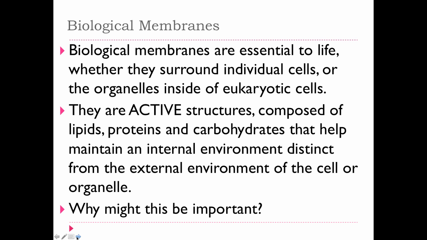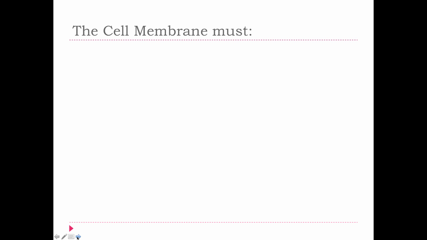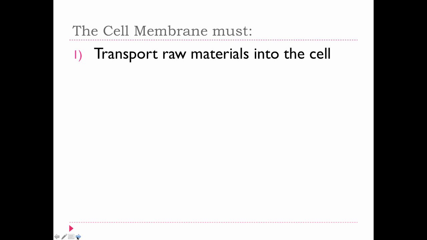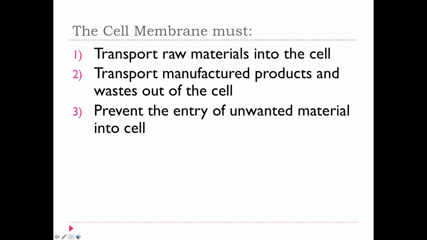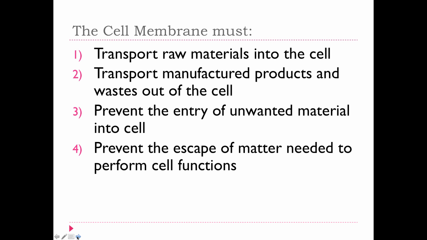And membranes are very active structures. They're composed of lipids, proteins, and carbohydrates, and they help maintain the internal environment of the cell separate from the external environment. So the membrane has to be able to transport raw materials in, transport manufactured products and waste out, and prevent the entry of unwanted material into the cell, so keep viruses, for example, out, or something that could be toxic to the cell process. It must also prevent the escape of matter needed to perform cell function. Cells work really hard to get lots of glucose and sugars into them. You don't want them to just ooze out naturally.